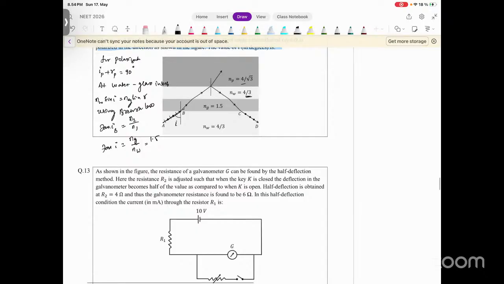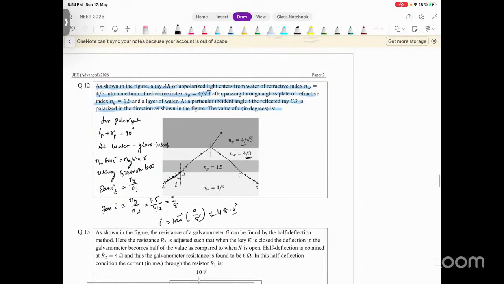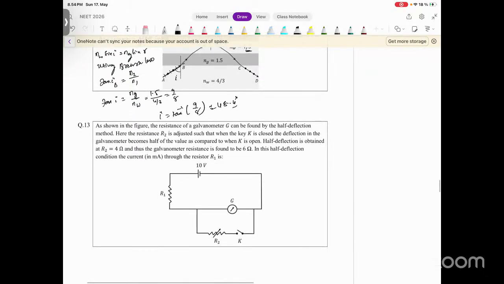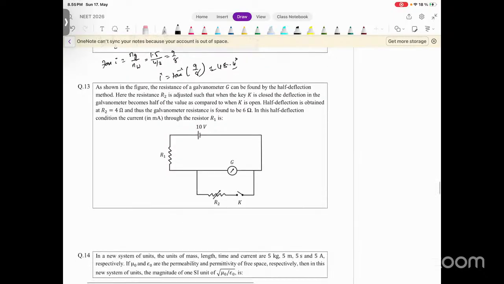That is 1.5 divided by 4 by 3, that is 9 by 8. So I is equal to tan inverse of 9 divided by 8. So this is approximately 48.4 degrees. Approximate value लेके करना है बेटा. Okay. So as it is a numerical, I can write this one as 48.4 degree. Okay, fine.